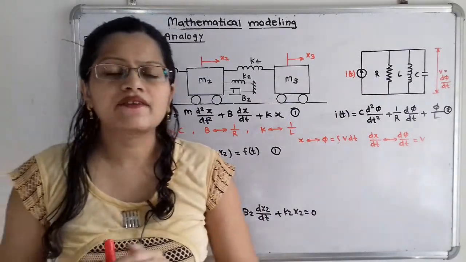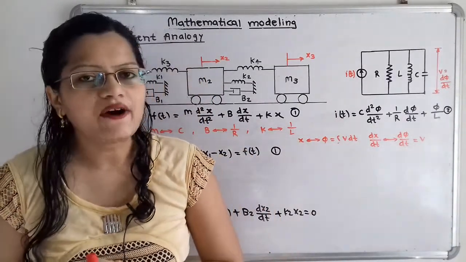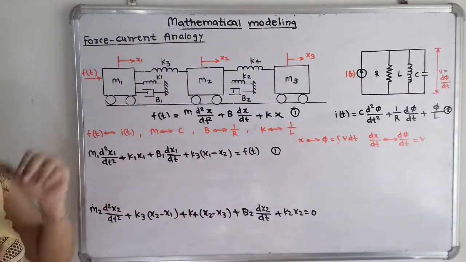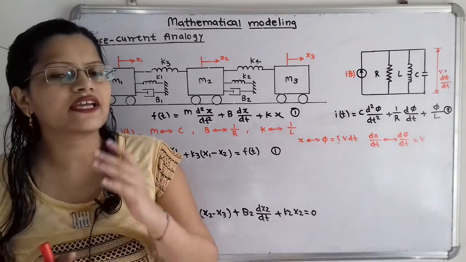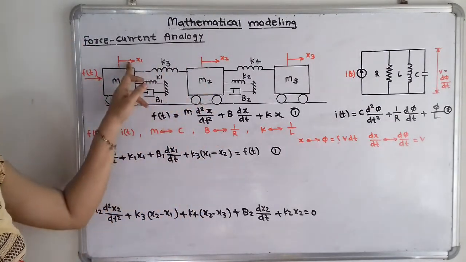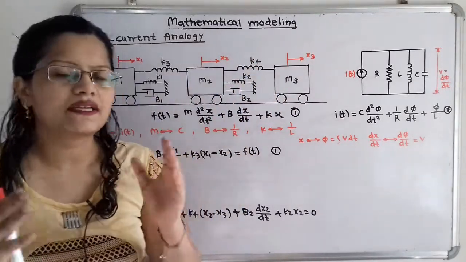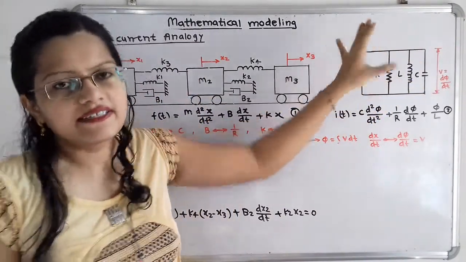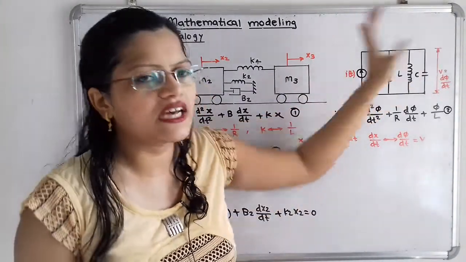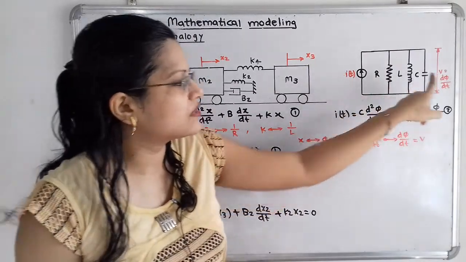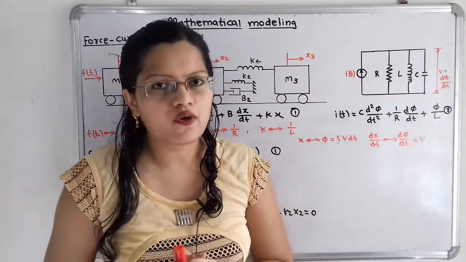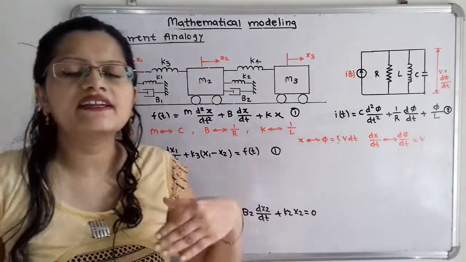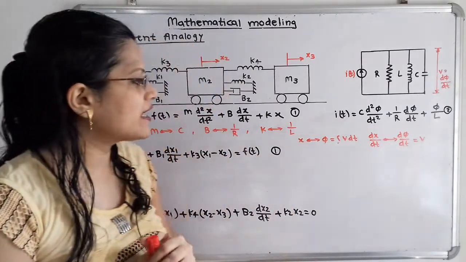Now while applying the force-current analogy, we have to write the equation in terms of V. In the mechanical system we always write the equation in terms of x, because x1, x2, or a number of displacements, are the outputs. In the electrical network, when current is the input, the voltage V is the output. So we will try to change this flux phi in terms of voltage V.